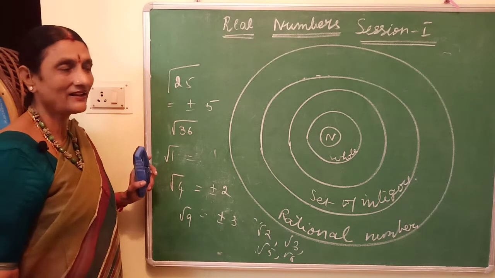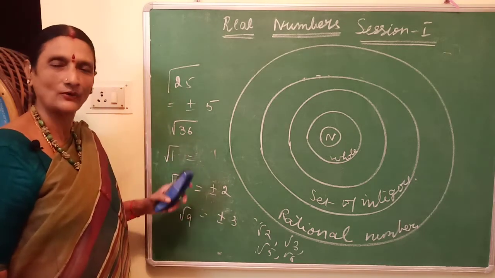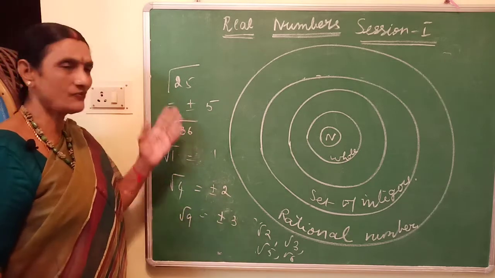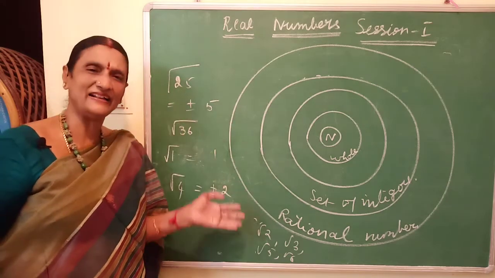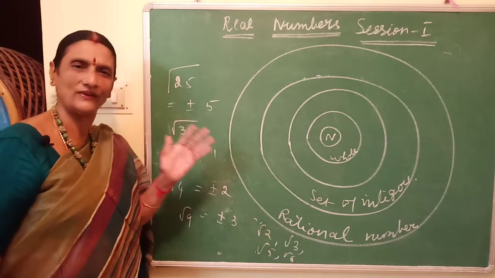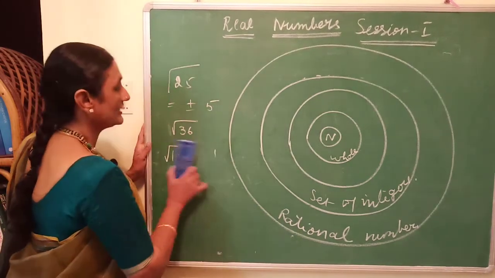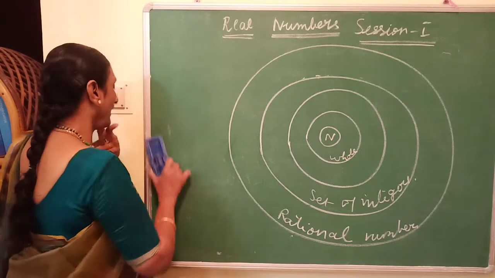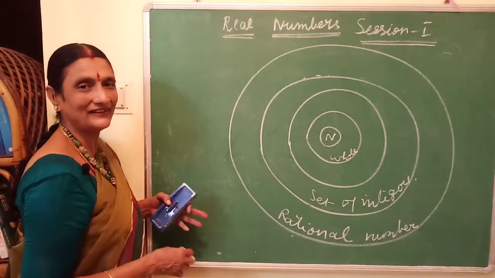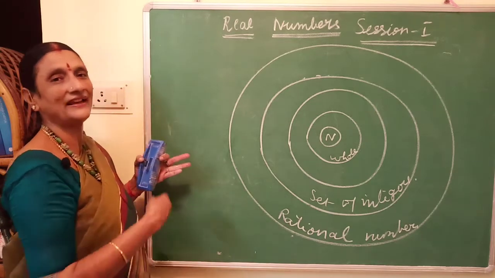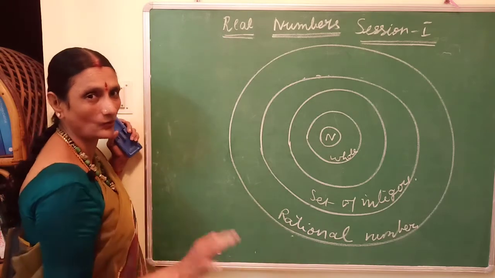Are you understanding? Now, when we find the square root of a perfect square, we get a whole number or an integer or a rational number. But when you attempt to find the square root of non-perfect squares, what do we get? We don't get an integer, we don't get a fractional number, we don't get a rational number, we don't get a whole number.